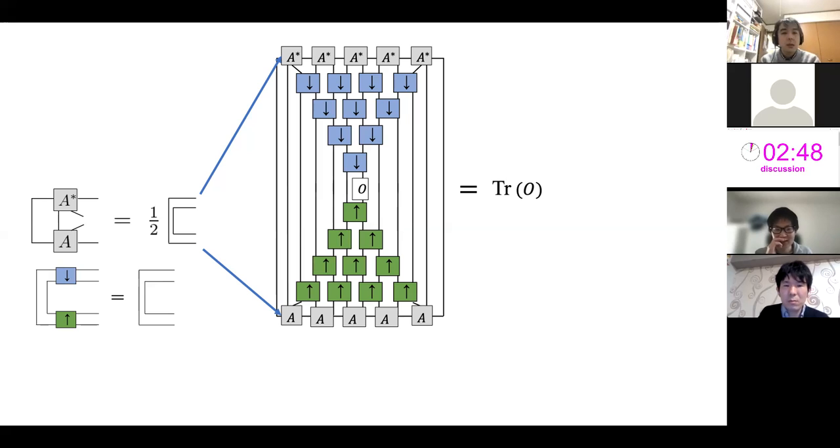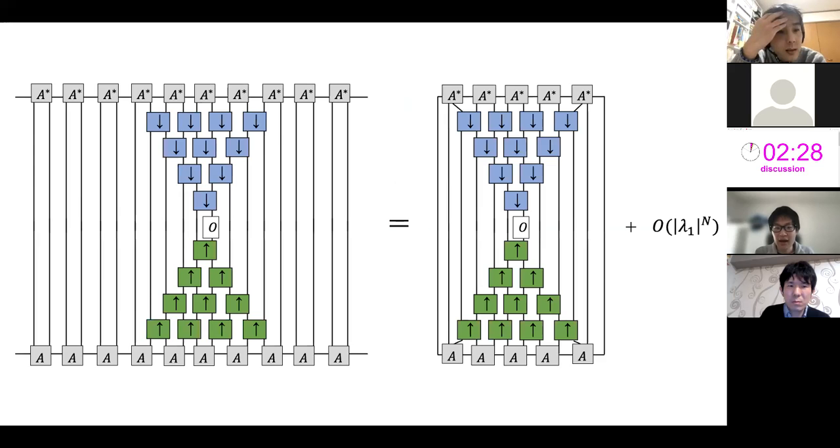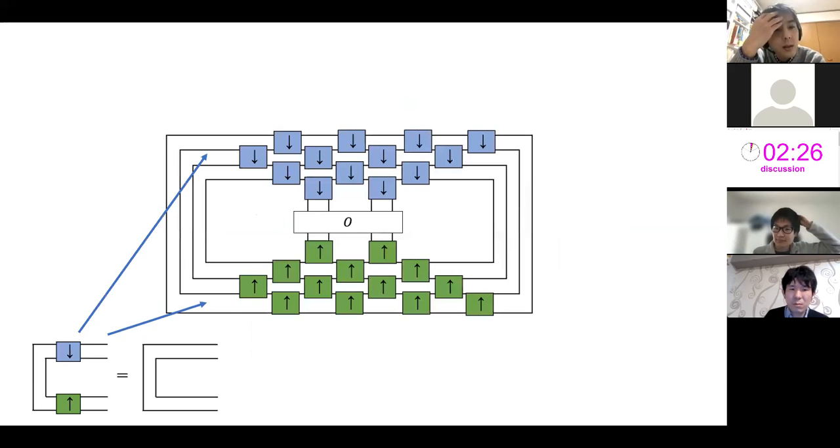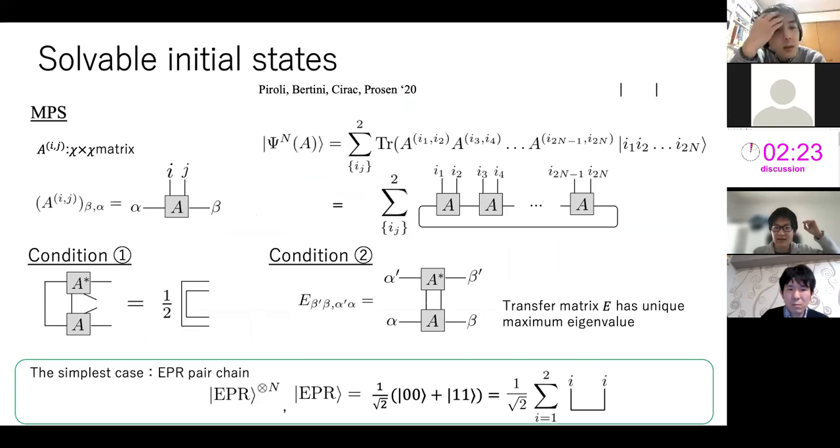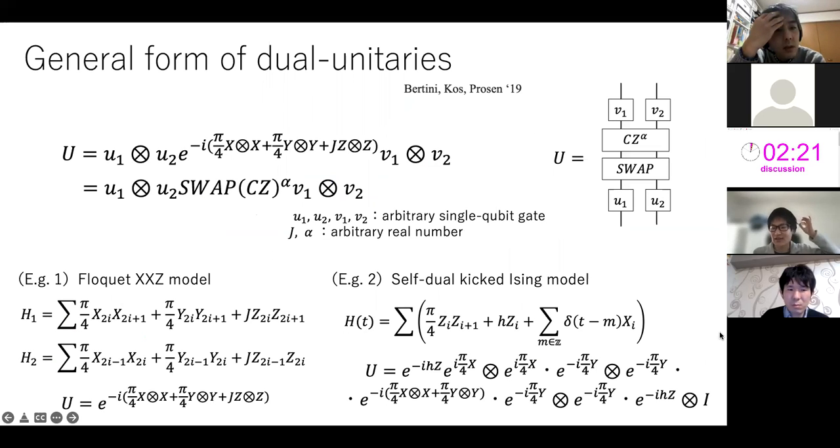But we can calculate something by using perturbation theory, so we can show analytically close to the solvable point. Okay, so at the beginning of this talk, you said that some Floquet XXZ model corresponds to this. Yes. And we can generalize this to the 2D case as well. I see. Okay, very interesting. Thank you very much. Thank you for your questions.